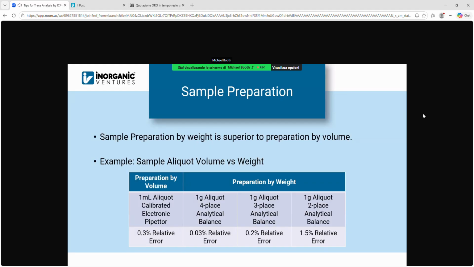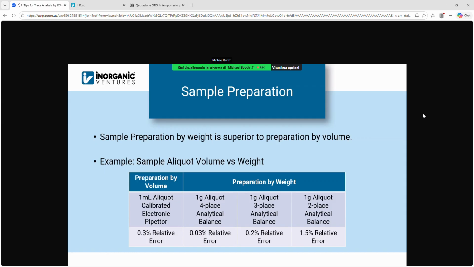If you compare that to preparing by weight, a 1 gram aliquot on a 4-place balance, you see a big improvement on that relative error. By a factor of 10, we go from 0.3 to 0.03% relative error. But a 3-place analytical balance is right in the same ballpark as that 1 mil calibrated electronic pipetter. You're at 0.3% for that versus 0.2% on a 3-place analytical balance. What you don't want to do is take a 1 gram aliquot and weigh it on a 2-place analytical balance, because then you've got a very big error compared to preparing it by volume: 1.5% relative error versus 0.3% by the pipetter.